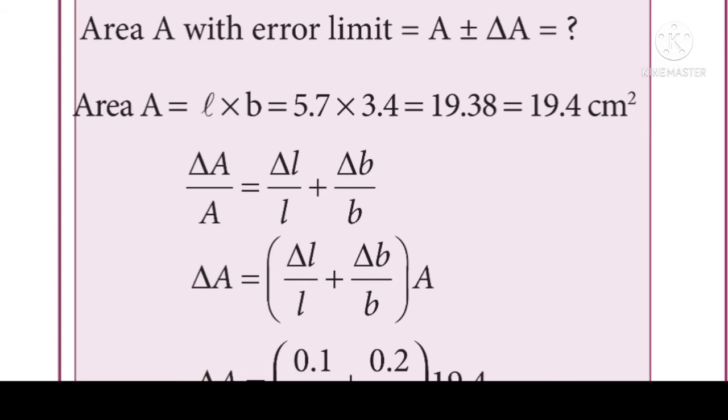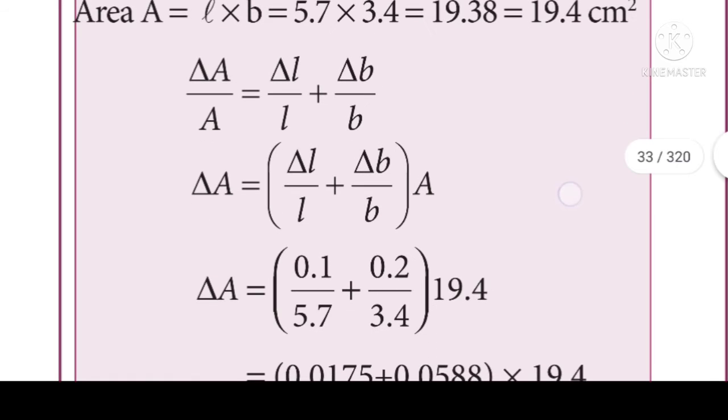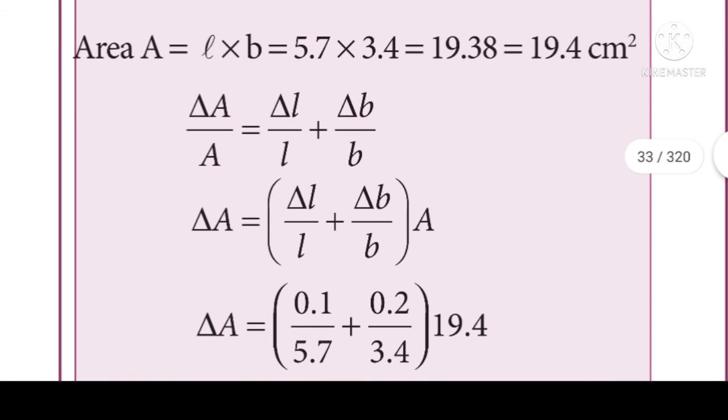Del A by A is equal to del L by L plus del B by B. This is the required formula. So from this we can write del A is equal to del L by L plus del B by B into A. So you have to apply all the values del L, del B, L, B and A in this equation. We will get del A is equal to 0.1 by 5.7 plus 0.2 by 3.4 into 19.4.